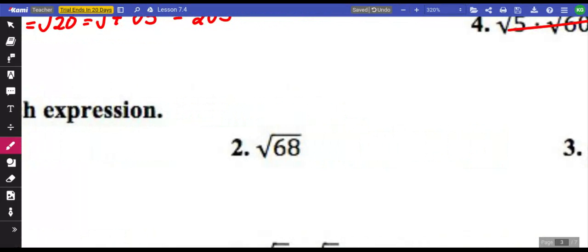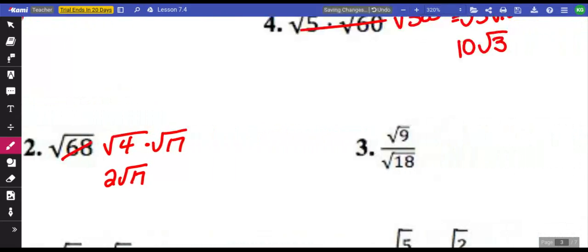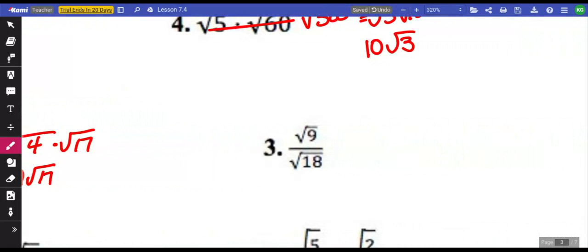Okay, the next one is 68 divided by, I know it's not going to be 64, 49 does not break up. 36 does not go in there evenly. 25, 16, 4, 9. So actually, the only thing that breaks up is 4 times 17. So this one becomes 2 square root of 17.